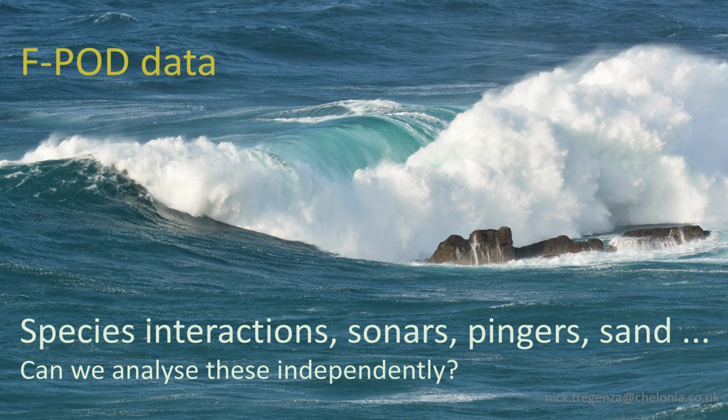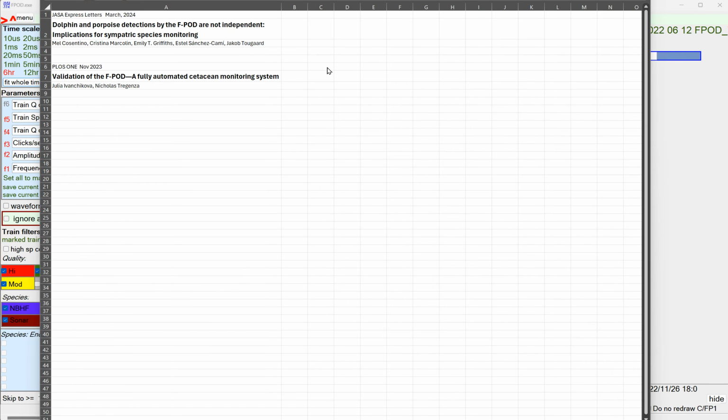So this subject was sparked off by an interesting paper in JASA Express Letters this month. Dolphin and porpoise detections by the FPOD are not independent. Implications for sympatric species monitoring, which raises these important questions and refers to another paper on which I'm one of the two authors, along with Julia Ivanchikova. That's validation of the FPOD, a fully automated cetacean monitoring system.